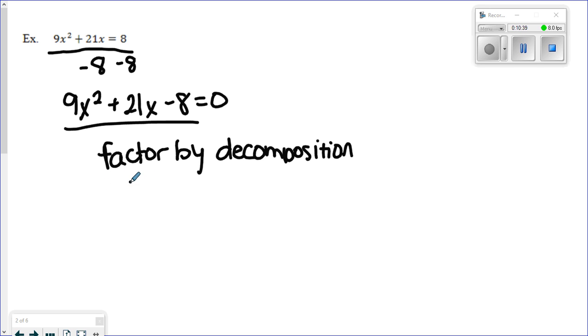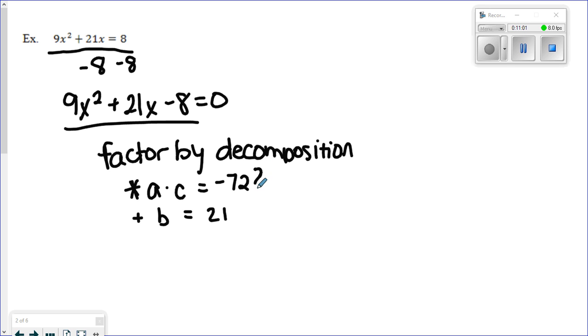But for factoring by decomposition, we need to find a number that multiplies to whatever a times c is. So my a is 9, my c is negative 8. So we're looking for two numbers that multiply to be equal to negative 72. And we're looking for them to add to b. And so again, our b is 21.